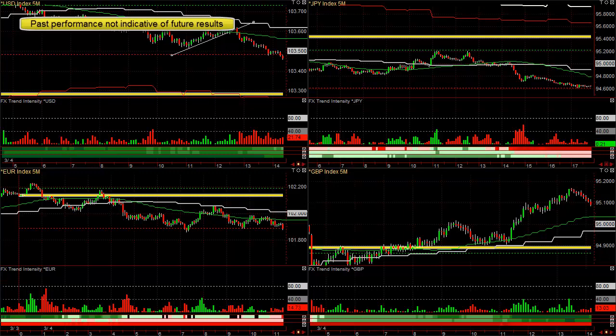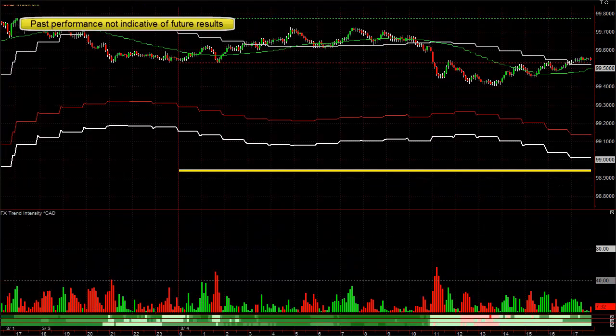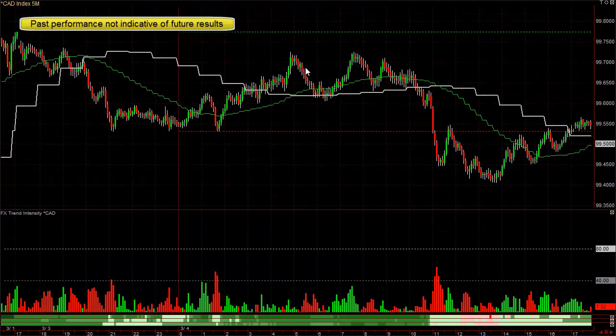So let's take a look at some of the other pairs. Let's see what the CAD did. You can see this one broke out, came back, found support here at the hourly. As soon as it breaks out of there, that's a pretty decent place to be buying the CAD.